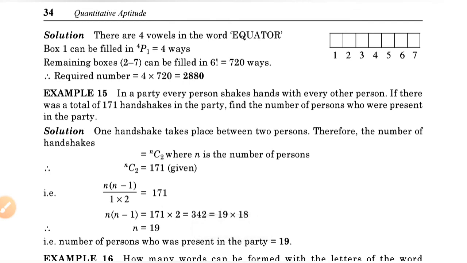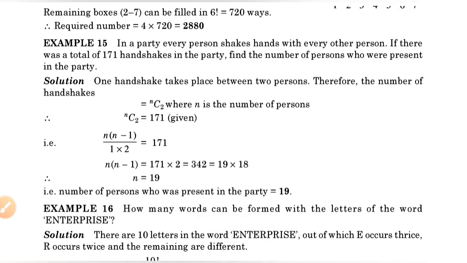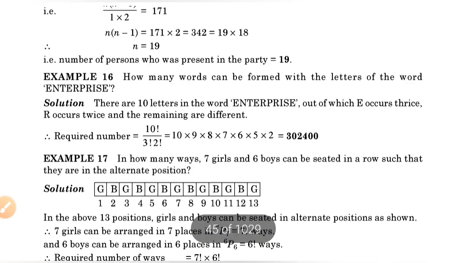Example 15. In a party, every person shakes hands with every other person. If there was a total of 171 handshakes in the party, find the number of persons who are present in the party. So this is a problem of combination. You have to solve it by yourself.